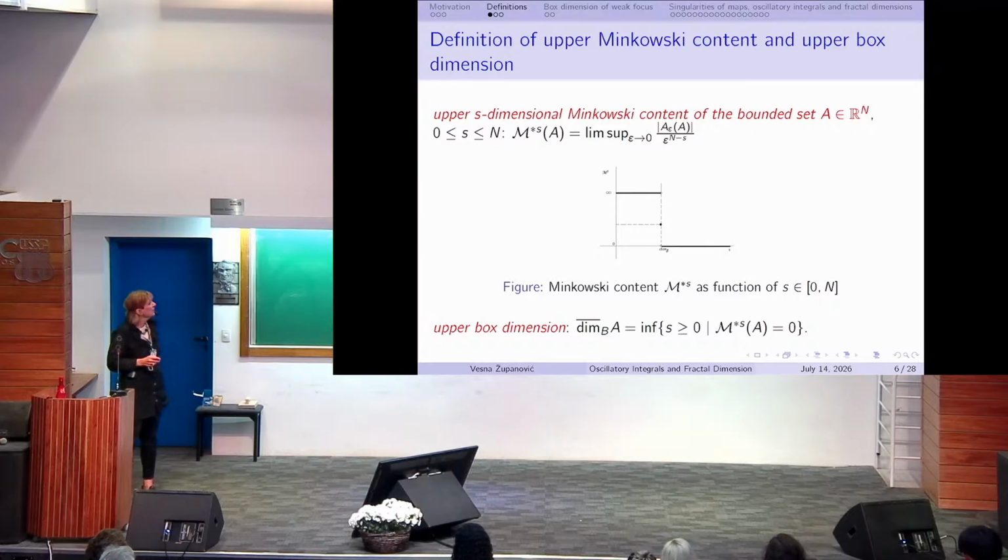If you divide with small s, this is infinite. Your content is infinite, and then it drops down to 0. And you could, or not necessarily, you could obtain here this point. We say that moment is not moment, but parameter of dropping is called box dimension, upper, analogously lower.